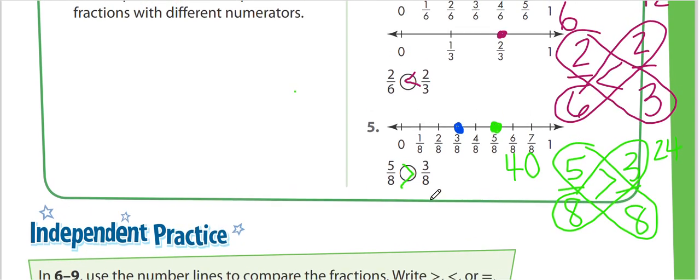On your quick check today, they're going to ask you about number lines. Make sure you pay really close attention to the denominator. To check your work, I would use a scrap piece of paper. Use the butterfly method to help you. That way you can double check to make sure that you're getting the right answer. So again, you're looking for the fraction that is closest to 1 whole. Whatever fraction is closest to 1 whole is going to be your greater fraction.